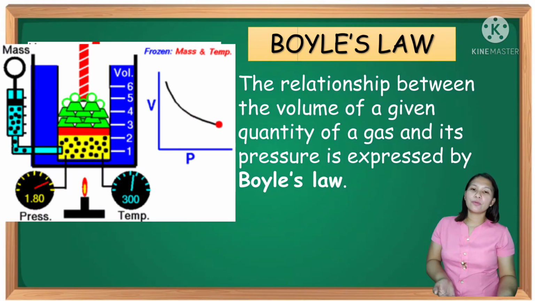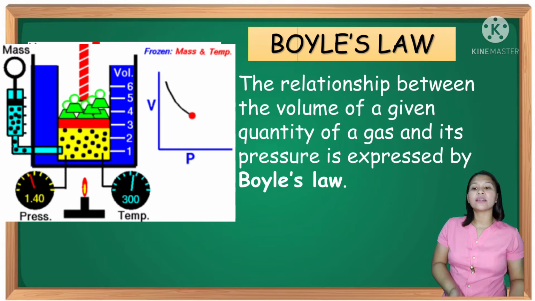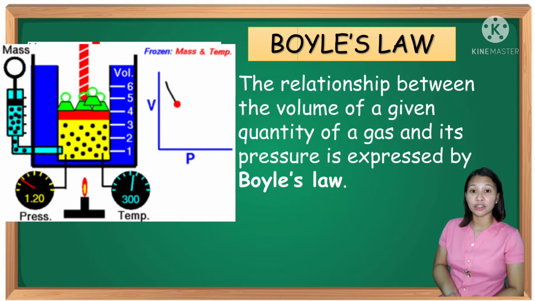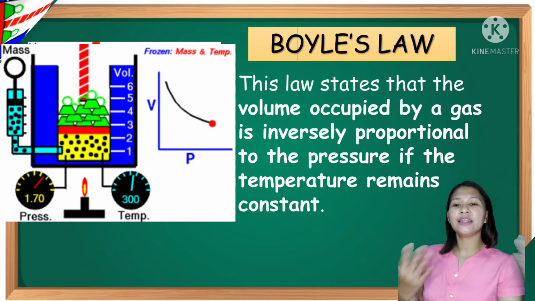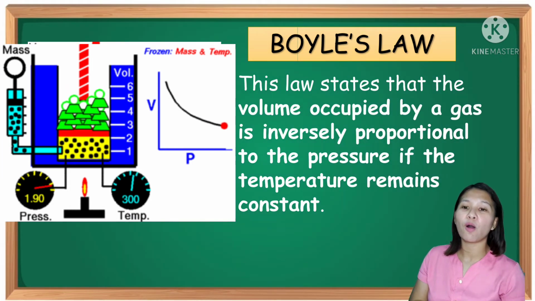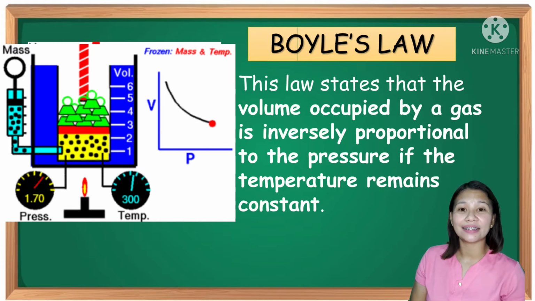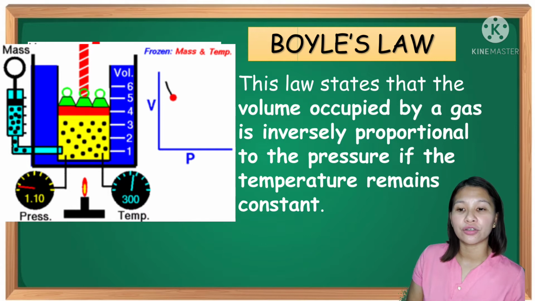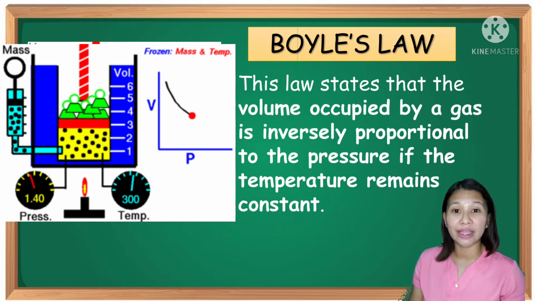The relationship between the volume of a given quantity of a gas and its pressure is expressed by Boyle's Law. This law states that the volume occupied by a gas is inversely proportional to the pressure if the temperature remains constant.